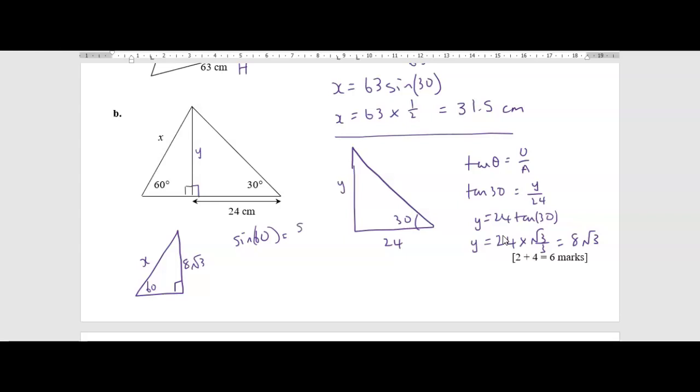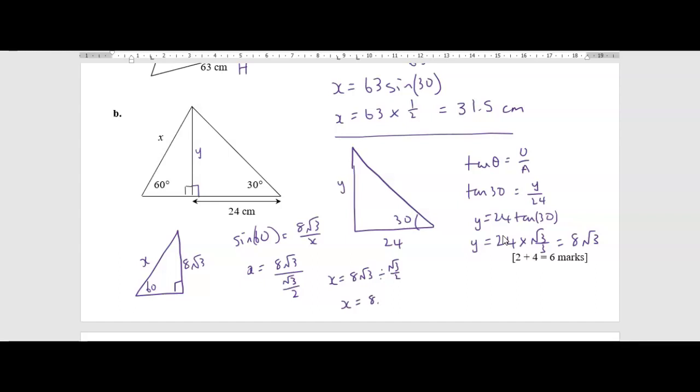Opposite is 8 root 3 over x. So x equals 8 root 3 over sine 60. So sine 60 is root 3 on 2. So that's x equals 8 root 3 divided by root 3 on 2.